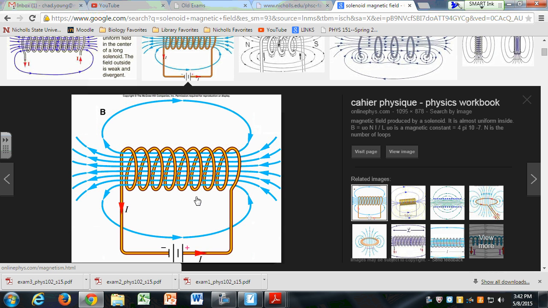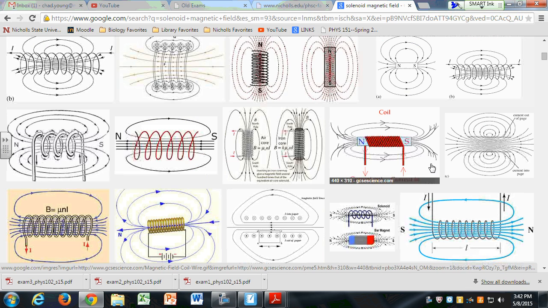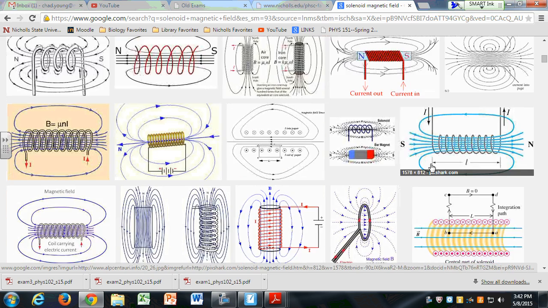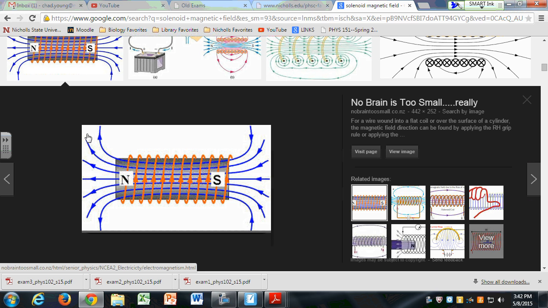Look, like this one. Let's find one with something where you can't see the backside. Okay, this one's pretty good. So here, the current on the front side is going up. So I'll let my thumb go up, and then the magnetic field inside of the loop goes to the left in this case.